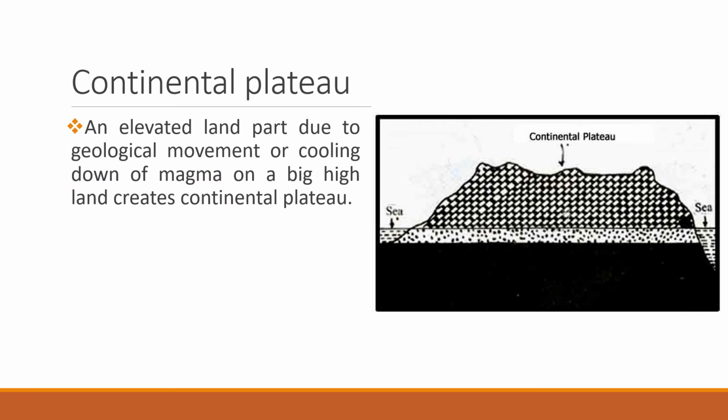The last one is Continental Plateau. An elevated land part due to geological movement or cooling down of magma on a big highland creates continental plateau. Elevated means something that has been moved to a higher position. So due to movement of the earth's crust or due to cooling down of magma, there is a high land created which is known as continental plateau.